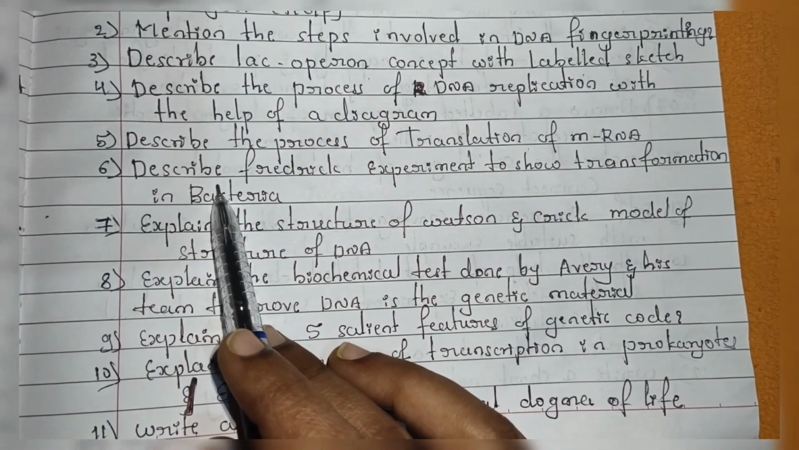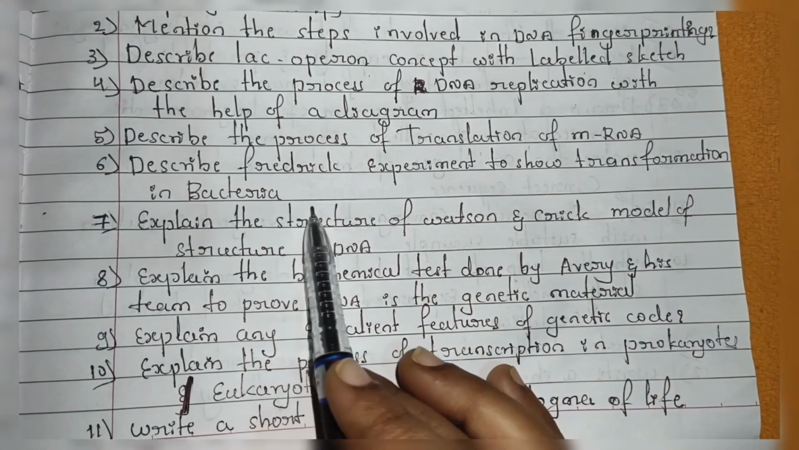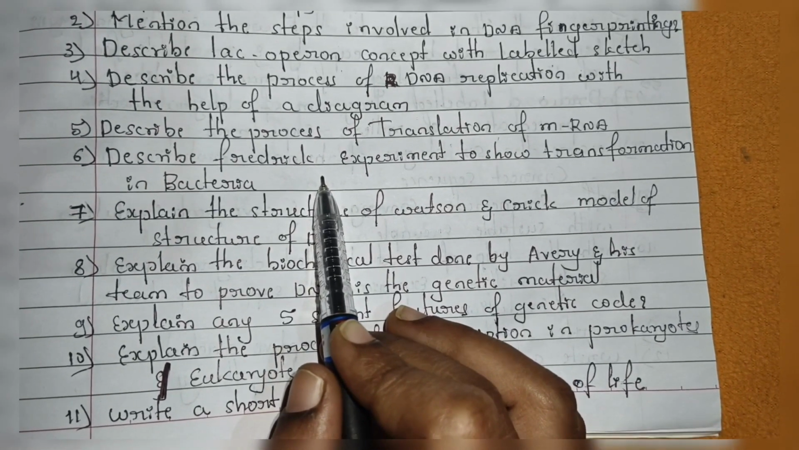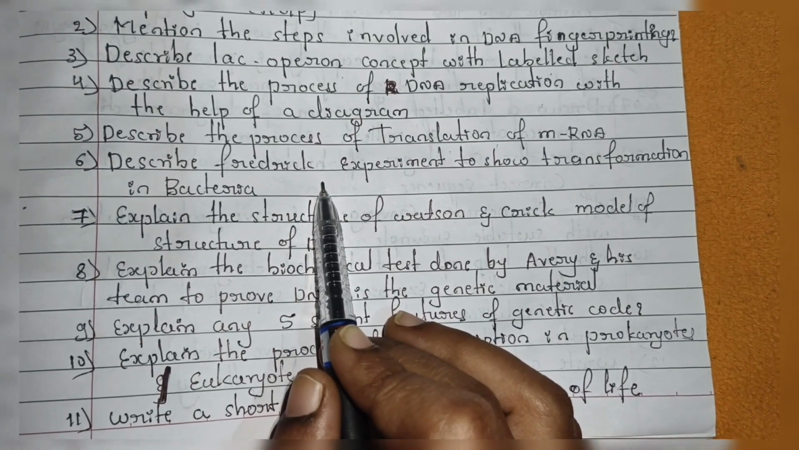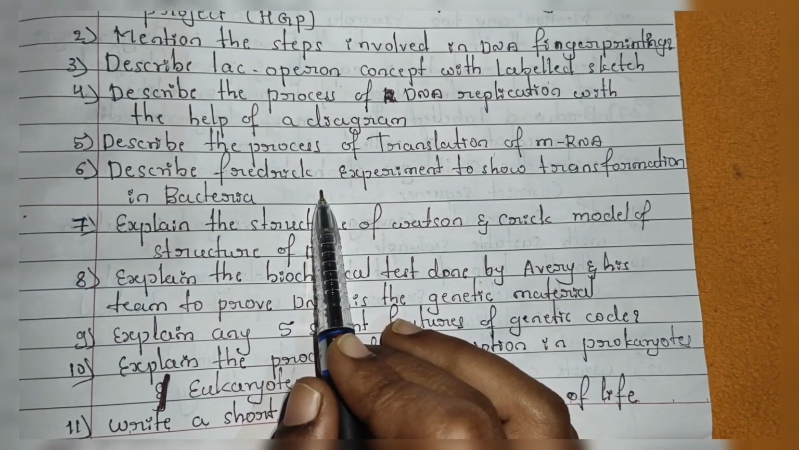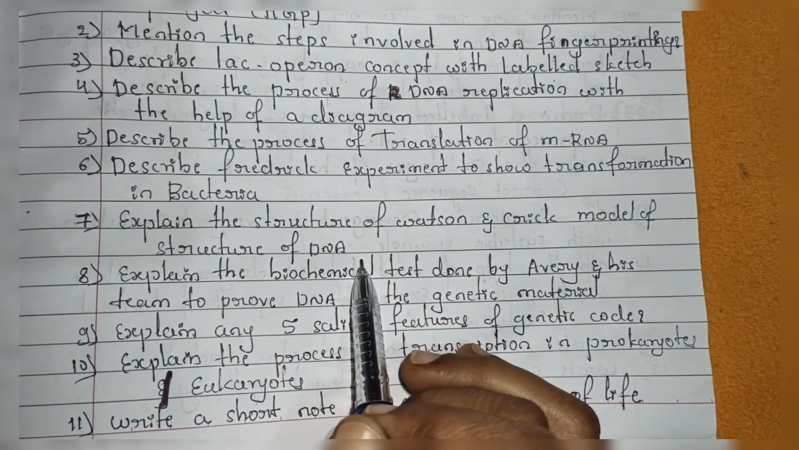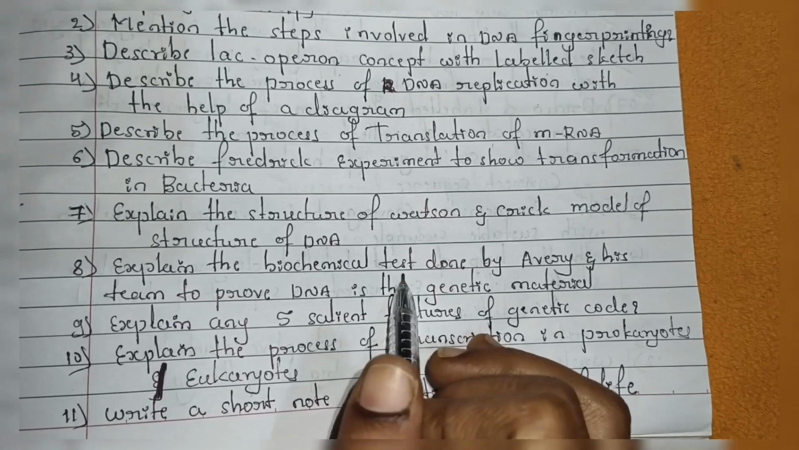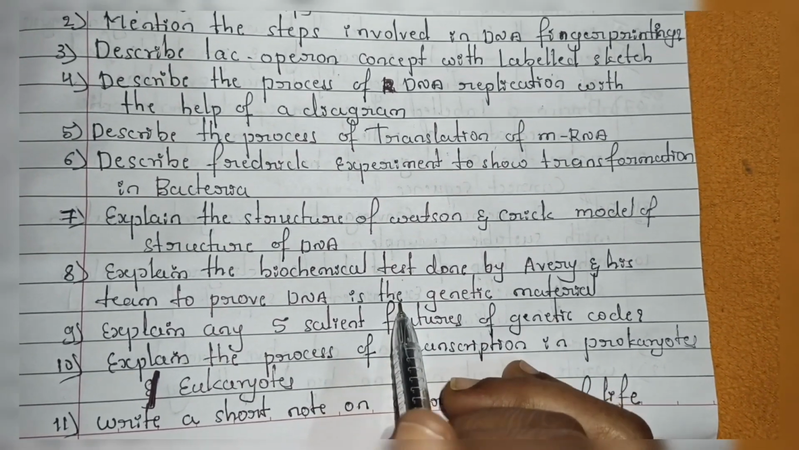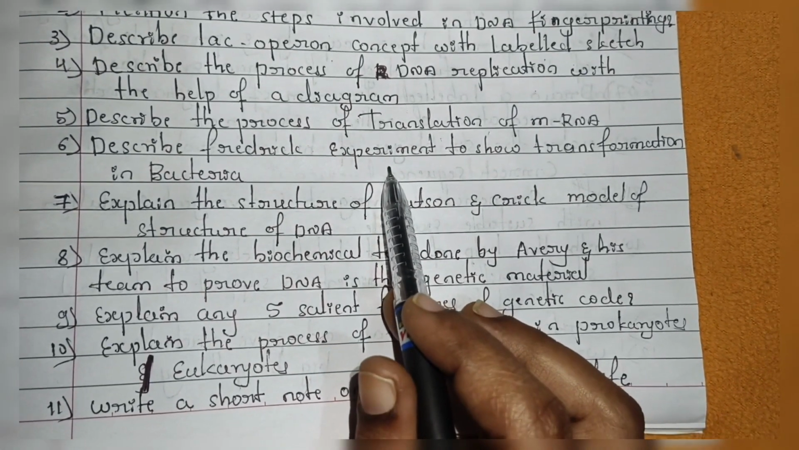Next, the sixth question is, describe Frederick Griffith's experiment to show transformation in bacteria. Means Griffith experiment. So here he took mice and he selected one bacteria, that is Streptococcus pneumoniae. In Streptococcus pneumoniae there are two types, rough one and smooth one. So rough he injected into the mice, and smooth he injected into the mice. The mice injected with smooth Streptococcus pneumoniae will die. So like that you have to write.